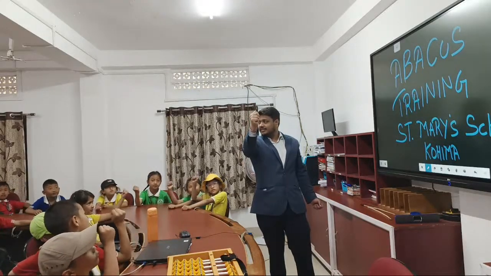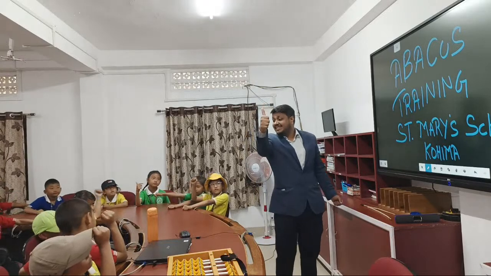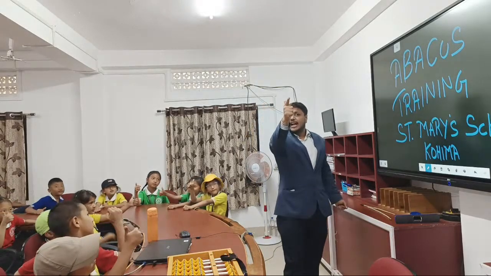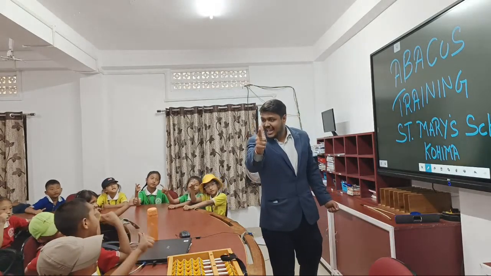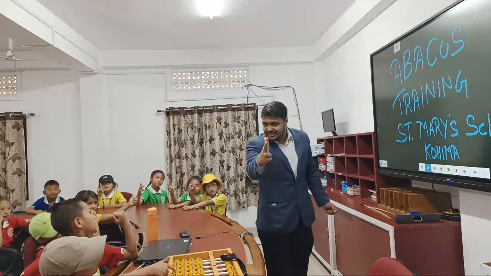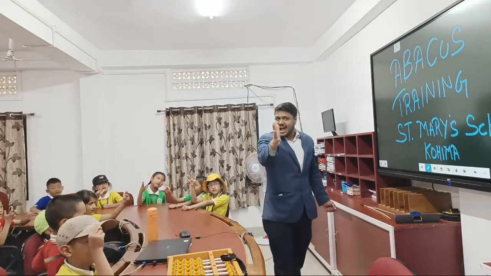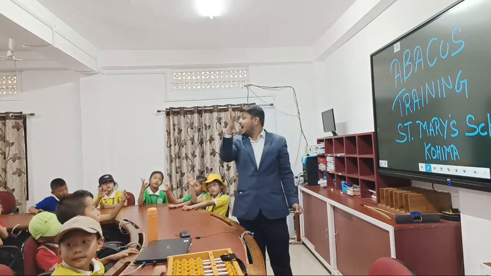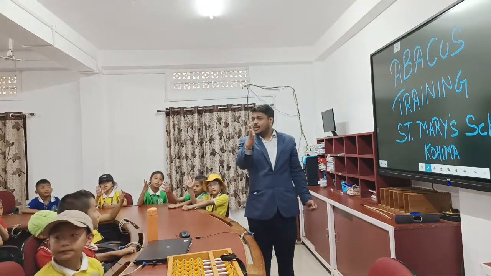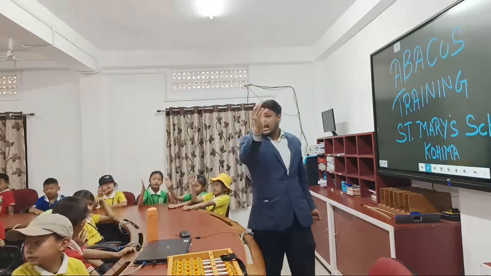What is this? 0. What is this? 5. 5 plus 1, 6. Plus 1, 7. Plus 1, 8. Plus 1, 9. Okay? Clear? Now again make it 0.